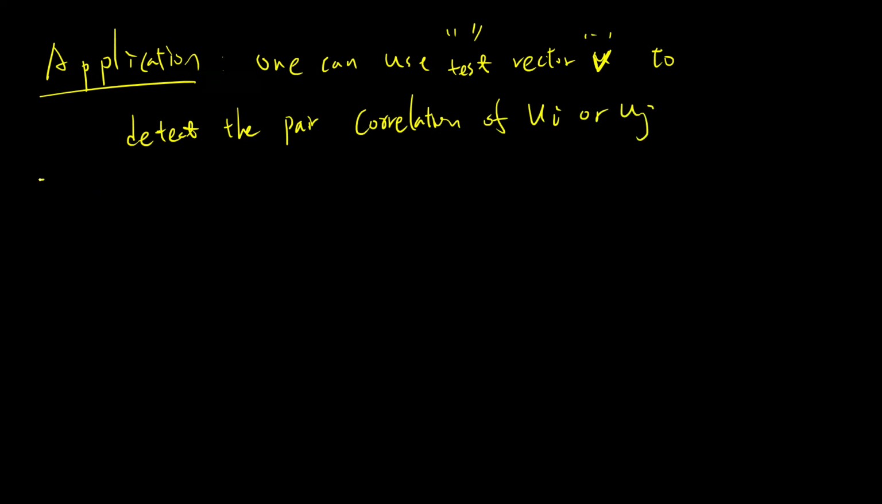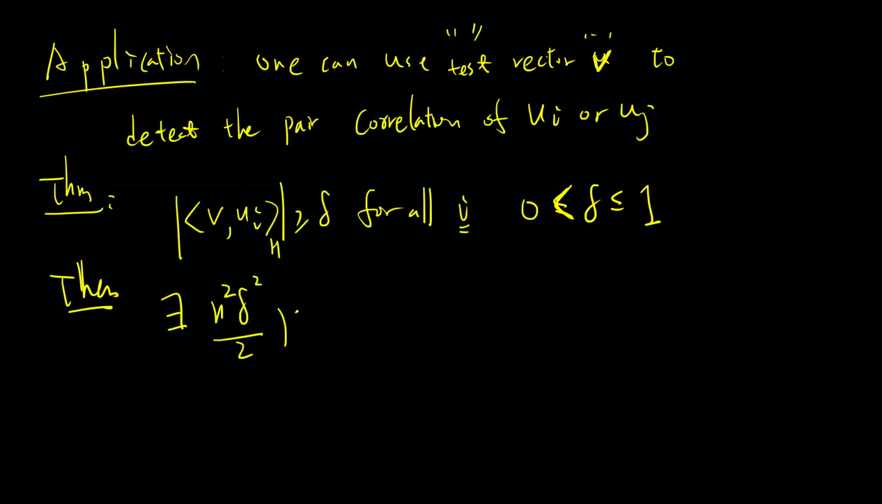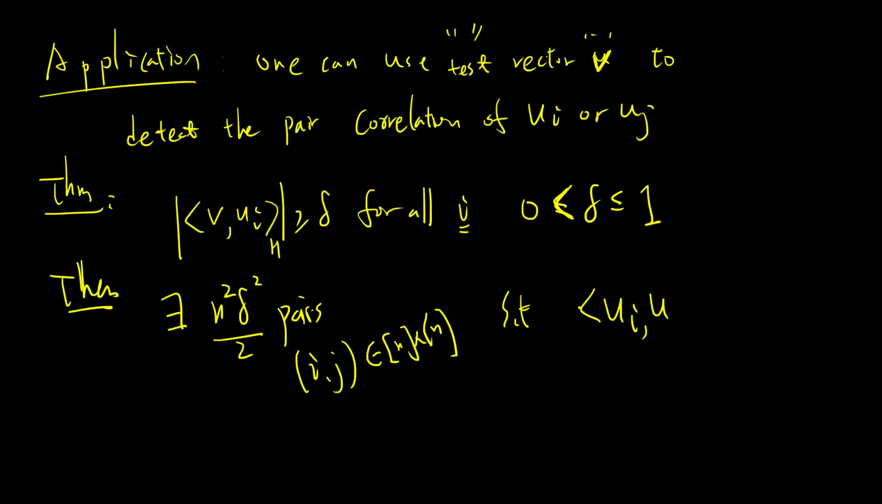For example, there's a theorem. It tells you that if the absolute value of the inner product of V and Ui is greater than or equal to delta for all i, where delta is some number less than or equal to 1, then there exist at least n squared delta squared divided by 2 pairs, meaning pairs (i, j) in n cross n, such that the pair correlation is at least delta squared divided by 2.